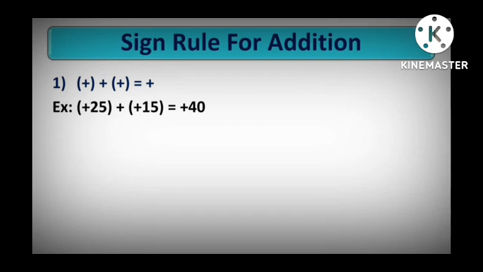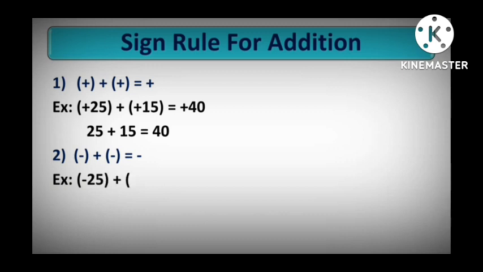But in general practice, no need to write this positive sign. So we can write it as 25 plus 15 equals 40. Second rule is when negative numbers are added, we get a negative number. For example, minus 25 plus minus 15 equals minus 40.